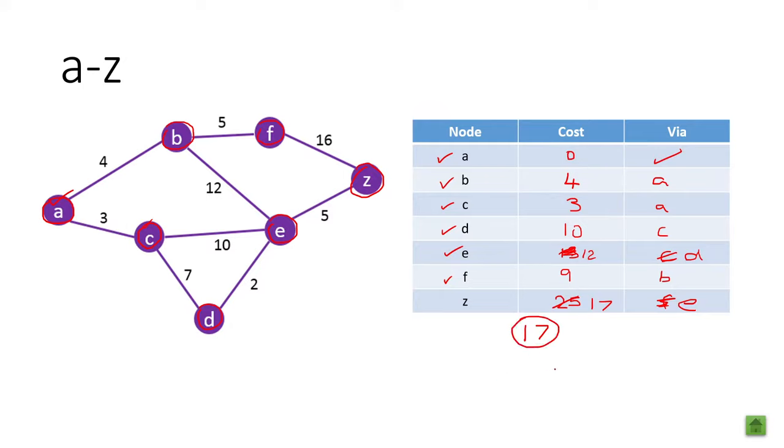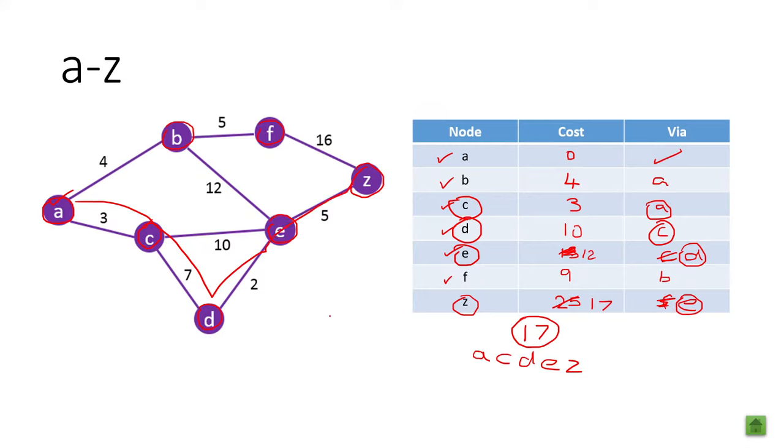And what route did we take? Well, destination was Z. So you look in your table and go, well, this was my destination node and I went via the E node. So I'll put E next to Z there. And looking at E in the table, E went via the D node. So I'll put D there. And I look at D in the table and that went via C. So I'll put C there. And then C went via A. So I'll put A there. So this was the fastest route, A to C, to D, to E, and then to Z for a cost of 17. That was the fastest route around.